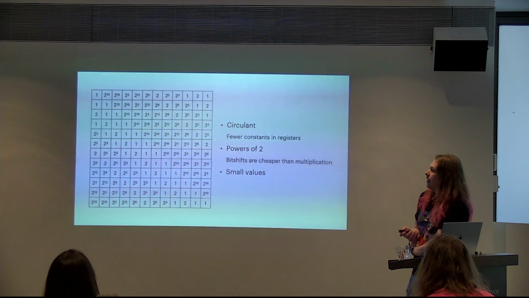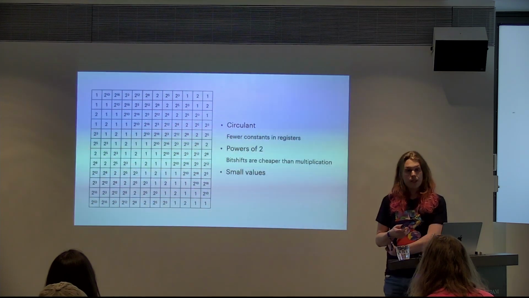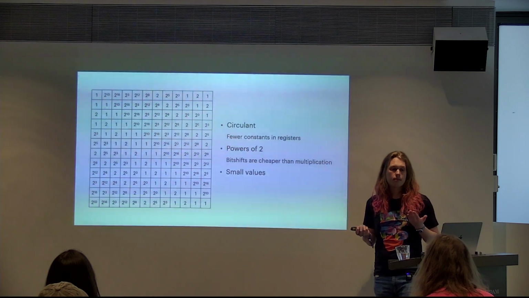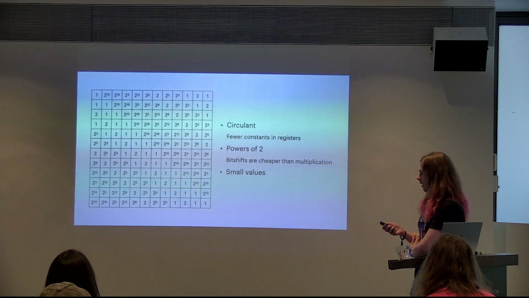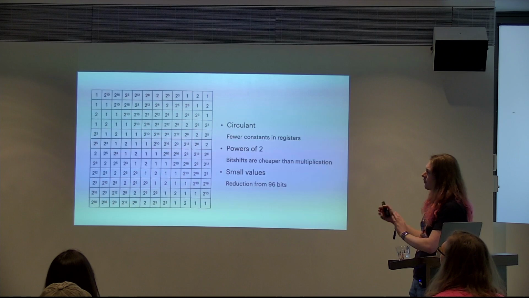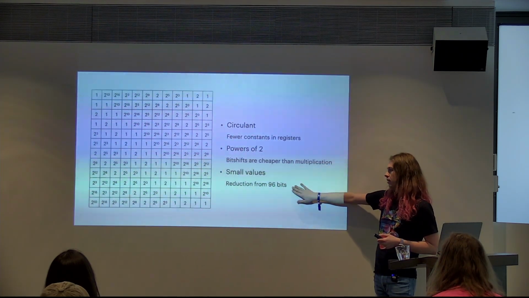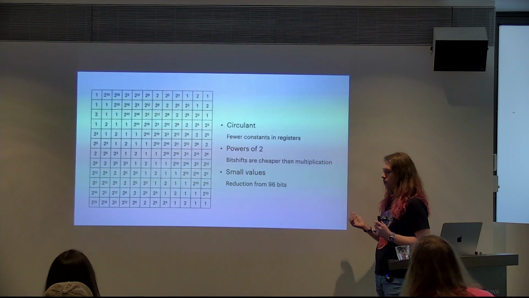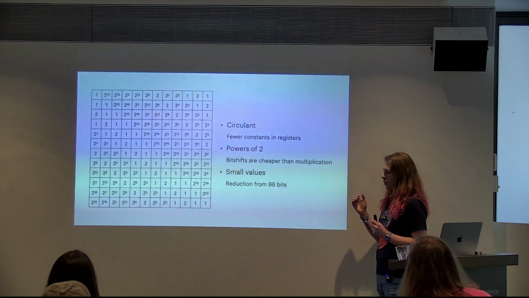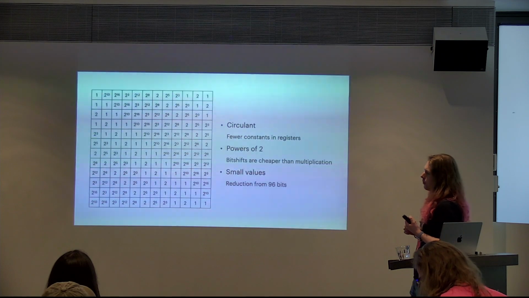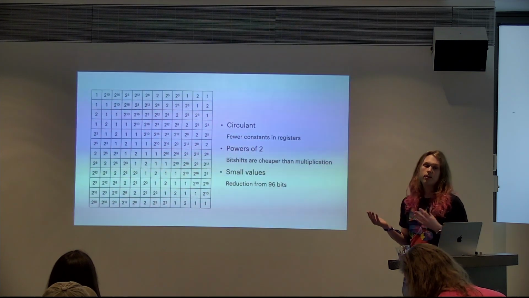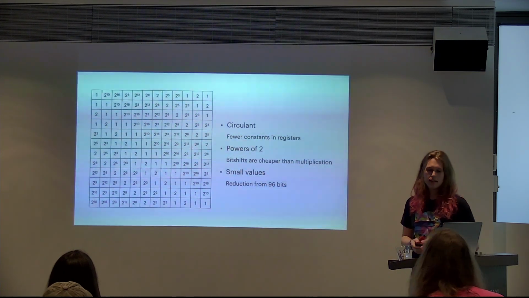Powers of 2 mean that you get to use bit shifts instead of multiplication, which on some architectures might be helpful. And because the values are small enough, we can actually prove that we will never need to do a reduction from more than 96 bits. So that just makes the reduction at the end a little bit cheaper.